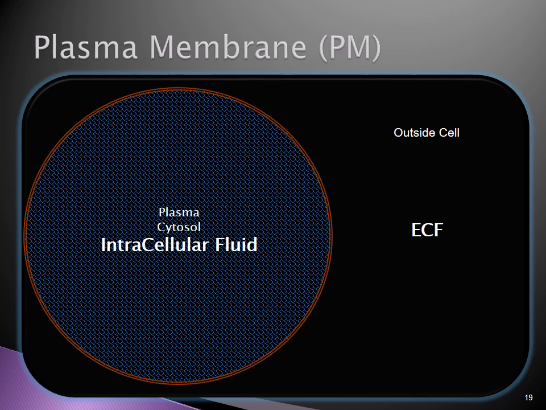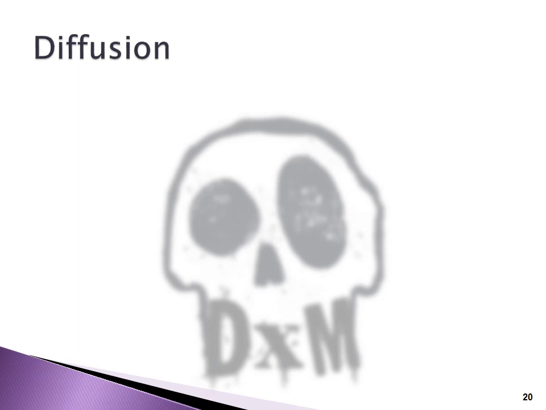Now, if we take a look at it from the cell's perspective, that's the ICF that we were talking about before. And then we have the ECF on the other side. What we're going to try and do is demonstrate how things can move from the outside to the inside or vice versa by showing different methods on how to do so. First one on this list is called diffusion.